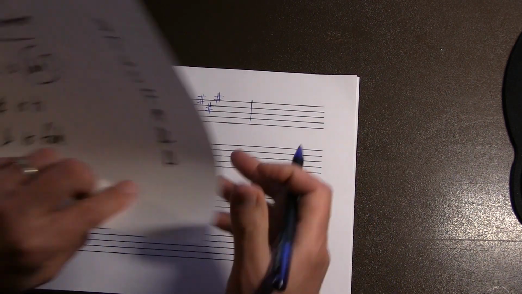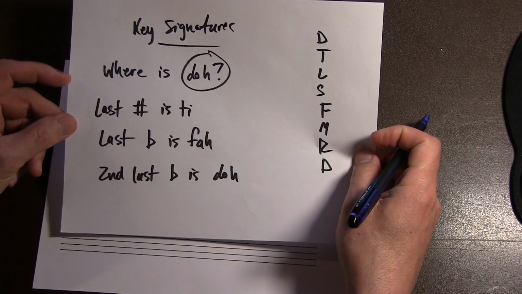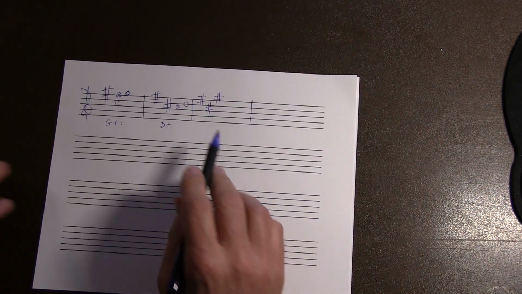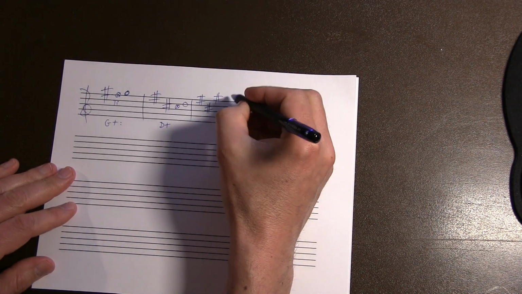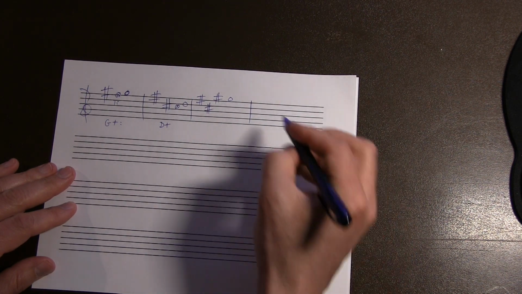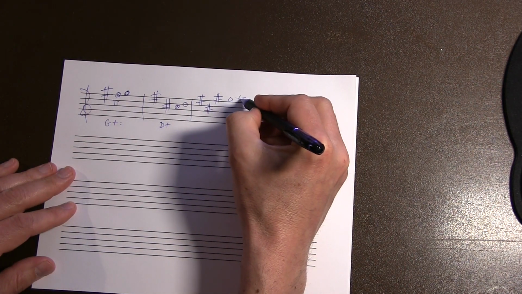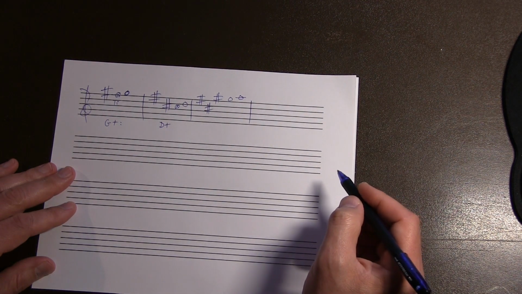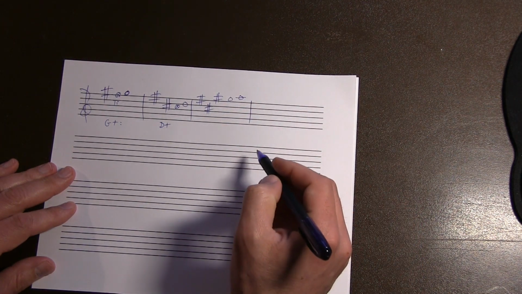What's my rule? The last sharp is Ti. That's my rule right there, and I've got 3 sharps. 1, 2, 3. From left to right, that is the last sharp right there, okay? That's the last sharp. I'm going to go up 1 from that. I have to actually go up on a ledger line this time, okay? That is Do. I'm looking for Do, okay?